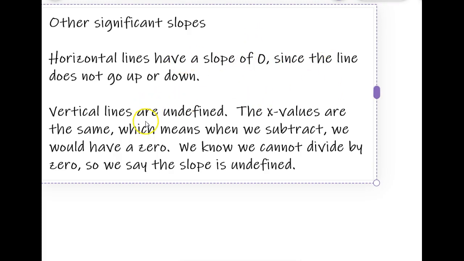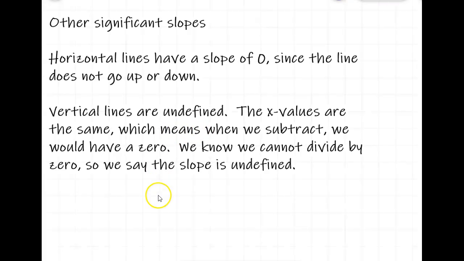Our vertical lines are considered to be undefined. Remember, the x values are the same, which means that if we were to subtract, they would go to 0. We cannot have a 0 in the denominator of a fraction, so the slope is undefined in that case.